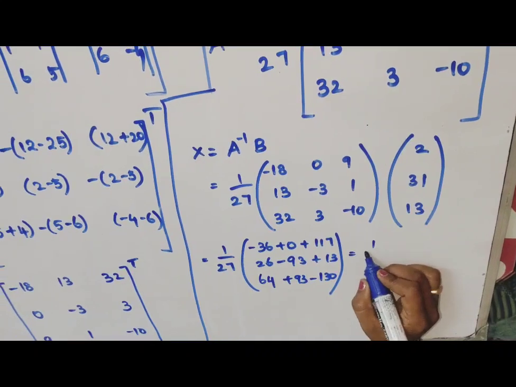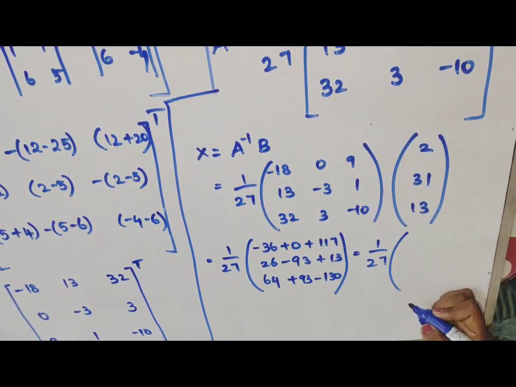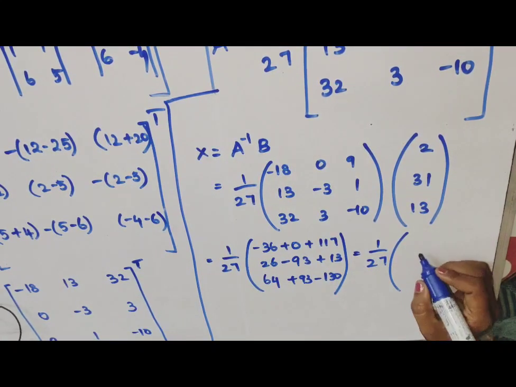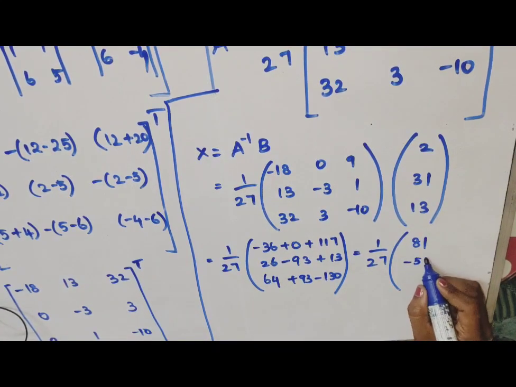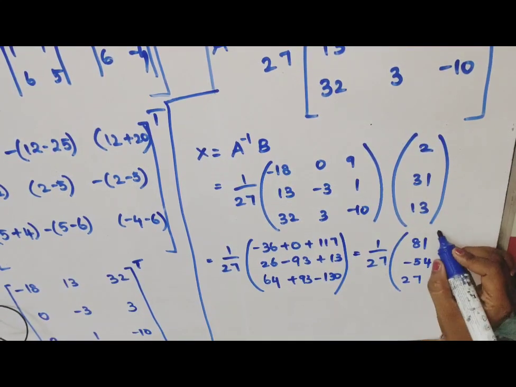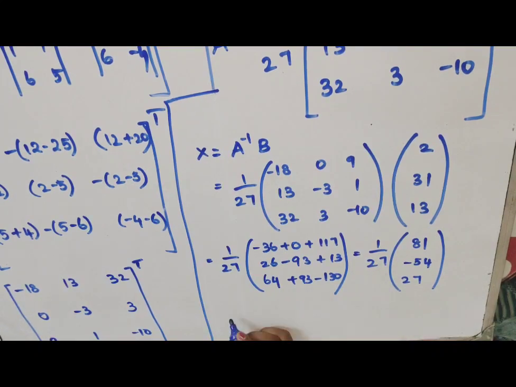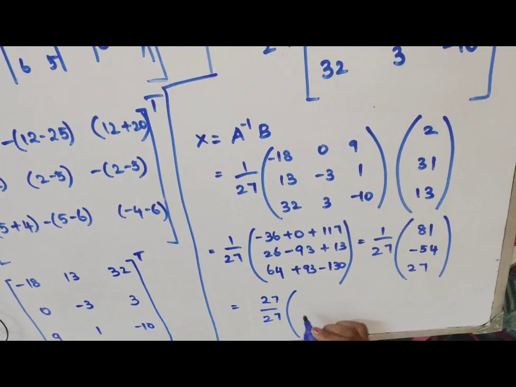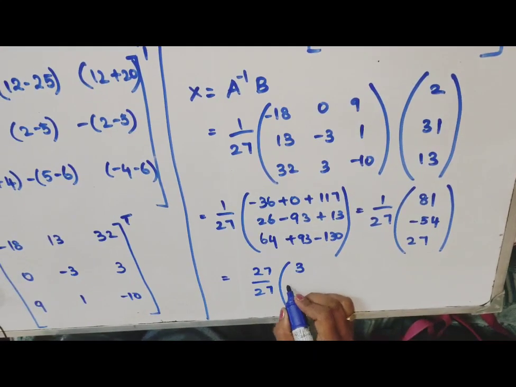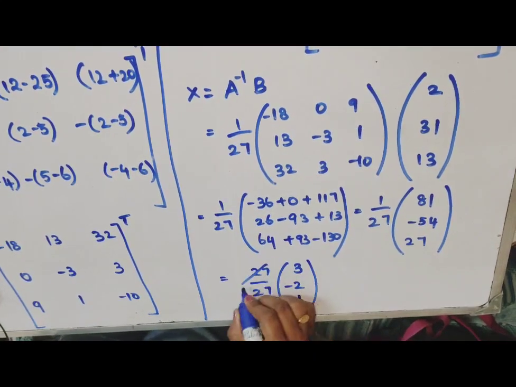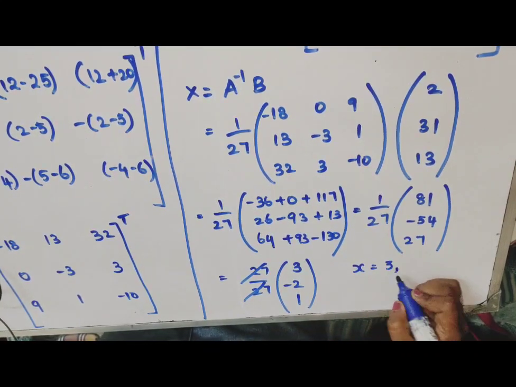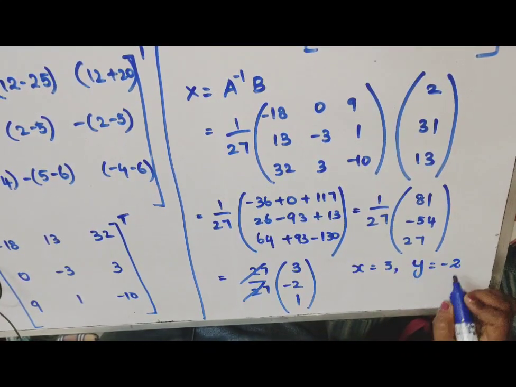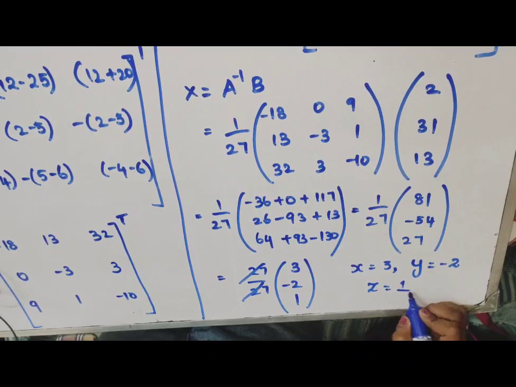So if I simplify, 1 by 27 into 117 minus 36 is 81. So simplifying this will get minus 54. Next 27. So we can take 27 in common. 27 by 27. So if I take 27, I will get 3, minus 2, 1. 27 we can cancel it. Therefore the value of x is equal to 3. The value of y equals minus 2. The value of z is equal to 1.